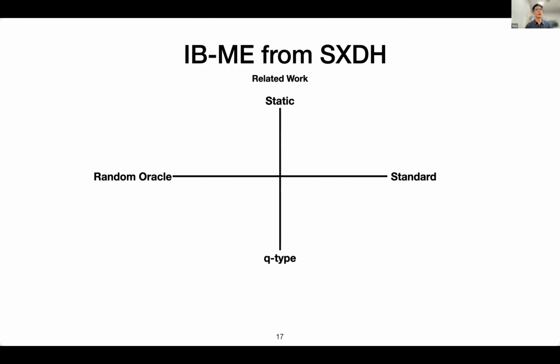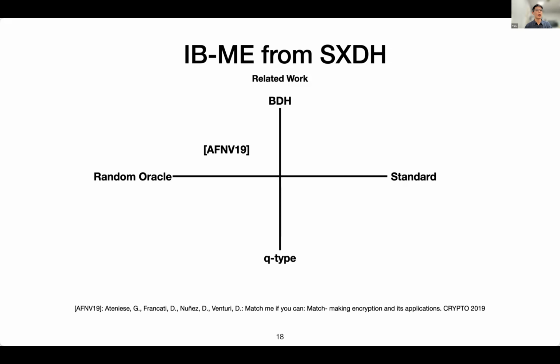Then we review the related work of IBME. The two typical concerns on the security of matchmaking encryption are the security model and the underlying assumption. For the security model, there are 2 important models, random oracle model and standard model. The 2 kinds of assumptions in use are dynamic and static assumption. Generally speaking, the static assumption is weaker and less complex than the Q-type assumption. We pursue schemes under static assumptions, and for security, it would be better to have a scheme provable in the standard model. The concept of IBME was proposed by Ateniese et al. in 2019, and they give the first work under the BDH assumption, but in the random oracle model.